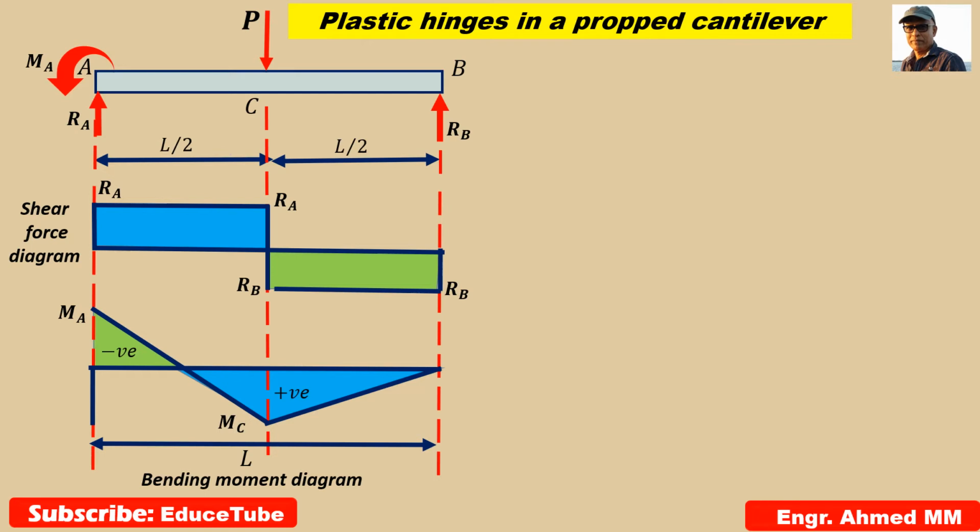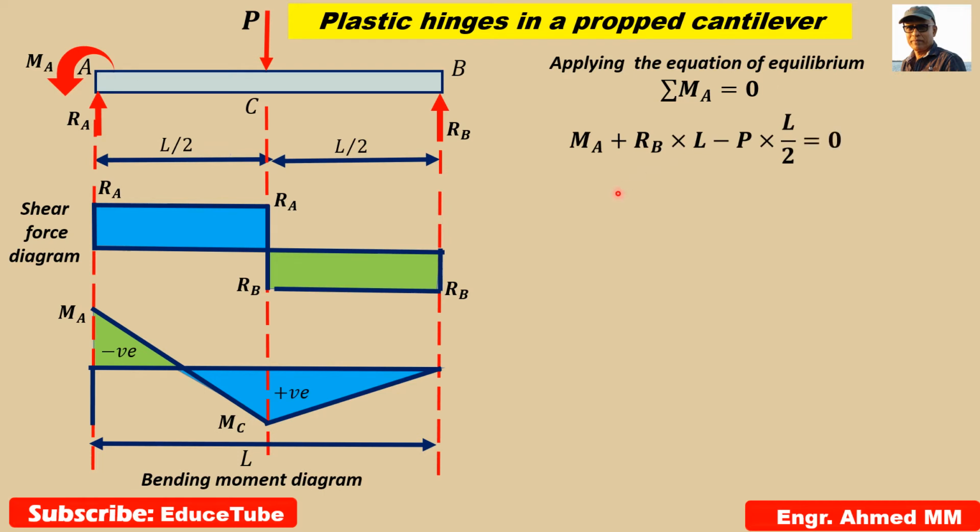Already you have seen RA and RB. Using those RA and RB, we can draw the shear force diagram. And here there is a jump because of this concentrated load. Now our target is to find the moment. So we have to apply the equation of equilibrium, and these equations we have already seen. This MA is the concentrated moment and RB into L, minus P into L by 2, because we are taking moment about A.